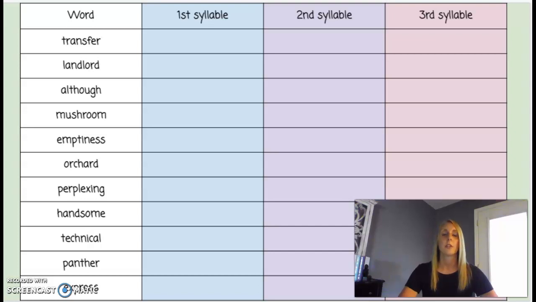In today's activity, you'll be working on two slides. Let's look at the first slide together. On the first slide, you will be dividing these words into the correct number of syllables. Let's look at the first word together.